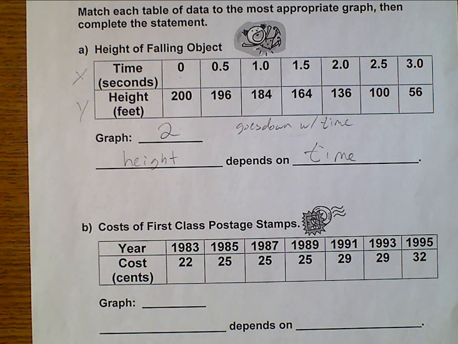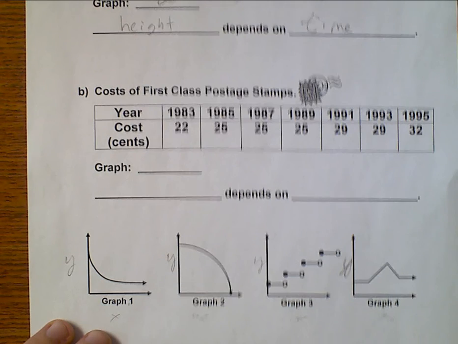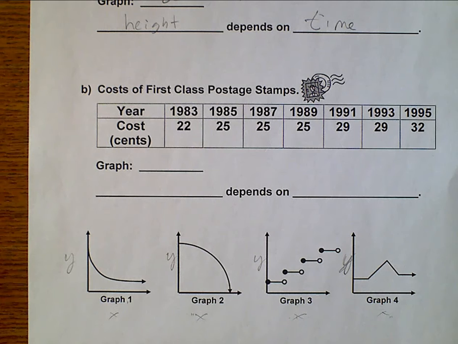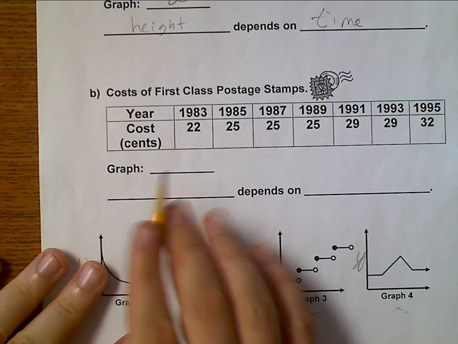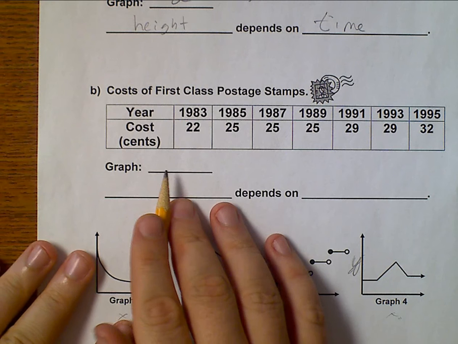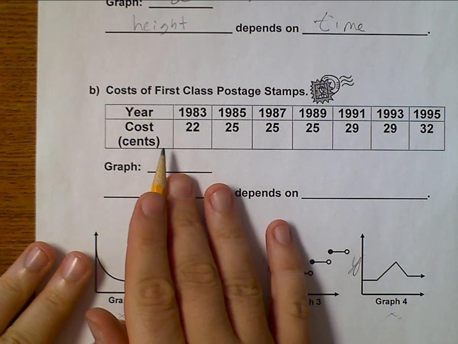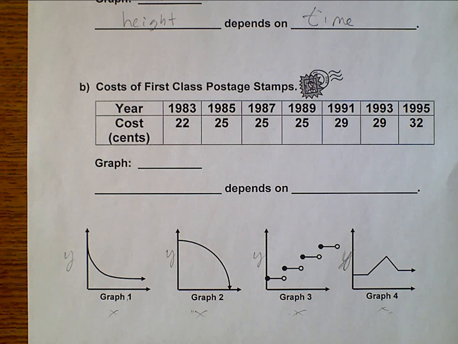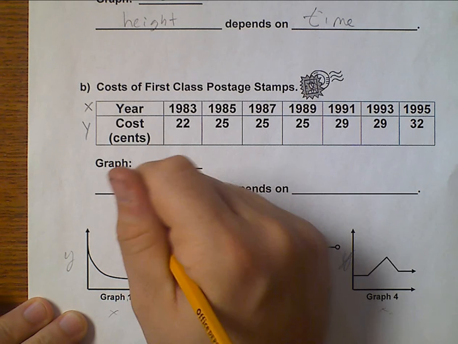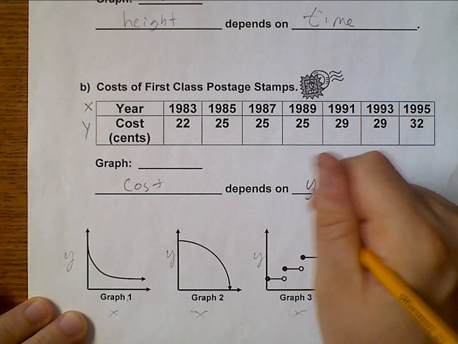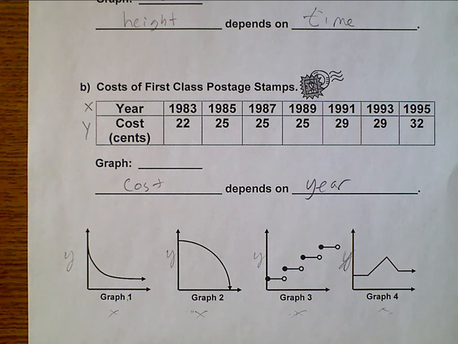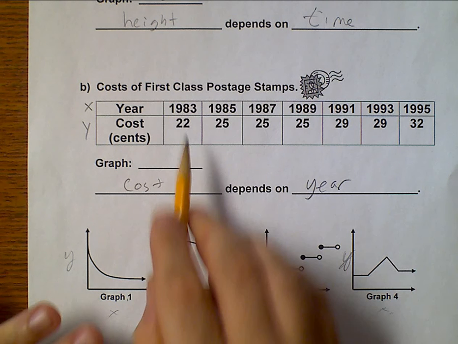Let's go ahead and look at B, the cost of postage stamps. Well, let's skip the graph for right now, but the year and the cost. Well, if you've got a time machine and you pick a year and then you try to go buy a stamp, the post office will tell you how much that stamp costs. So we're choosing what the year is, and the post office chooses what the cost is. So that means that this is X and this is Y, and that cost depends on the year. Well, as time goes on, cost goes up.